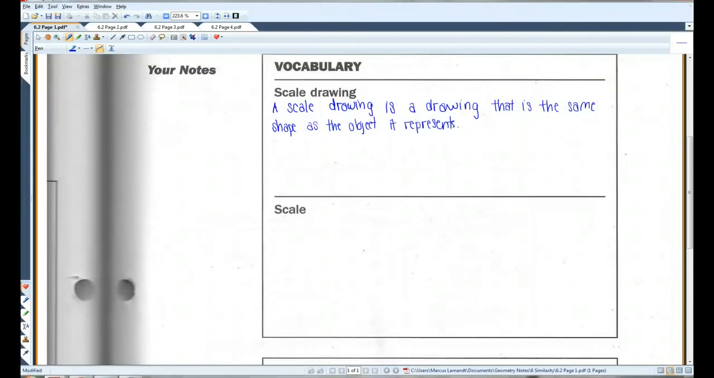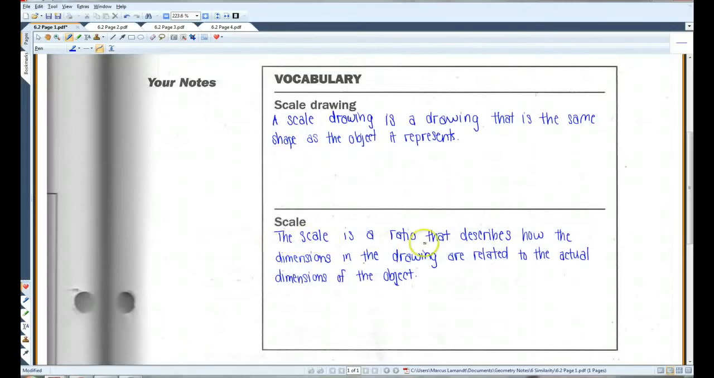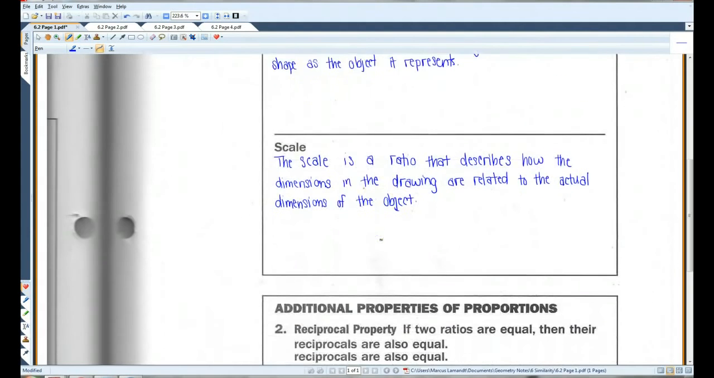Alright, the scale is a ratio that describes how the dimensions in the drawing are related to the actual dimensions of the object. So if you have a map where 1 mile equals 1 inch, then every inch on that particular map is equivalent to a mile in real life. And there's all kinds of different scales you can use.